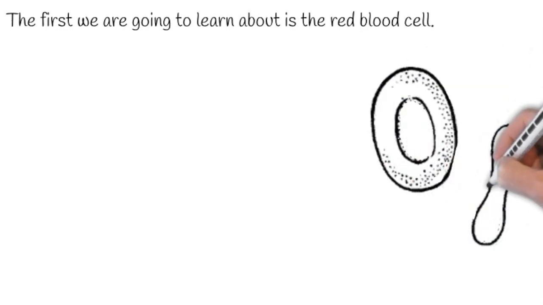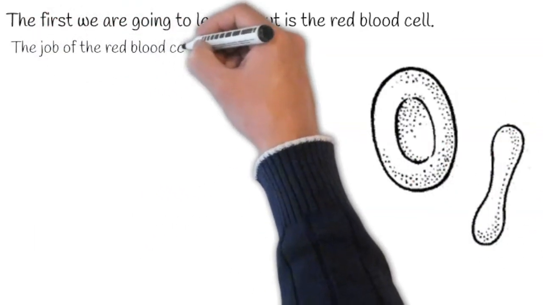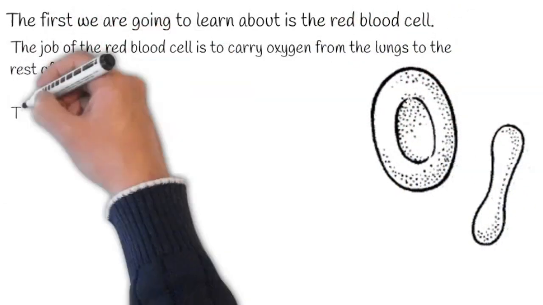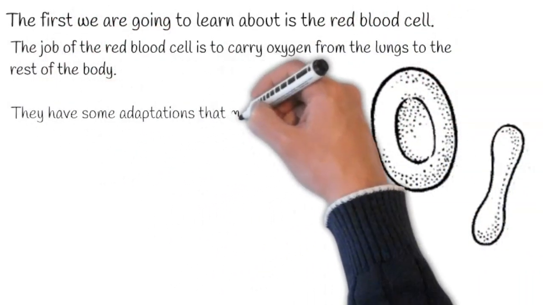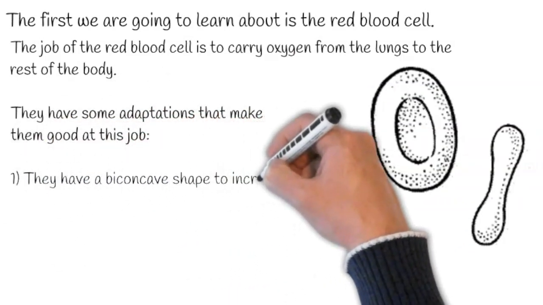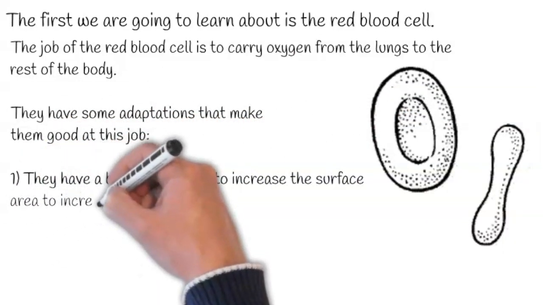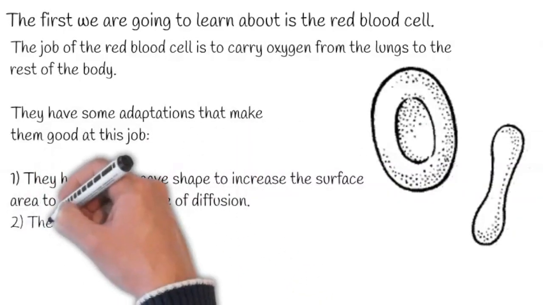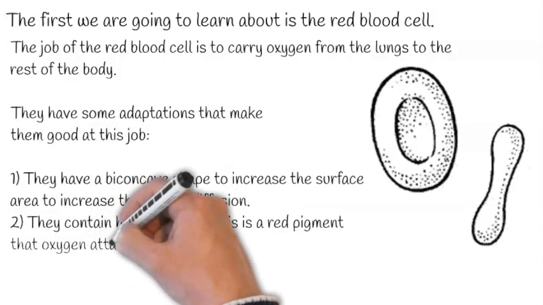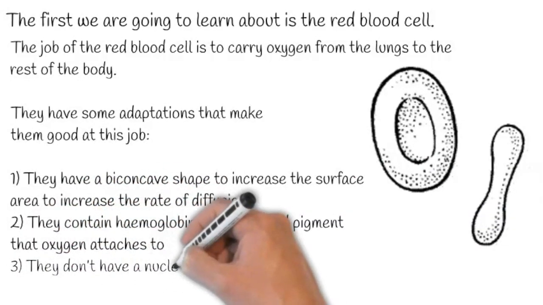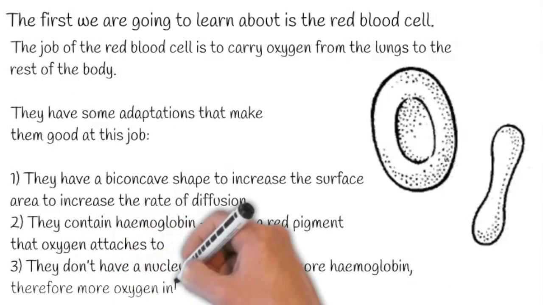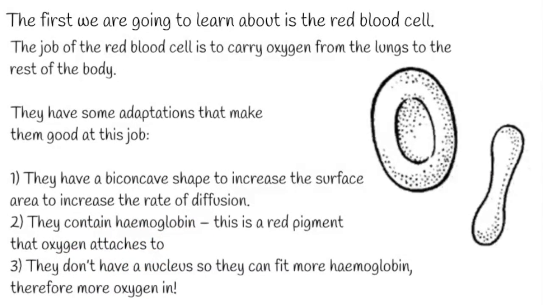I'm drawing that here. The job of the red blood cell is to carry oxygen from the lungs to the rest of the body. They have some adaptations that make them good at this job. Number one, they have a biconcave shape, which increases the surface area to increase the rate of diffusion of oxygen. Number two, they contain hemoglobin. This is a red pigment that the oxygen attaches to. And number three, they don't have a nucleus, so they can fit more hemoglobin, which means they fit more oxygen in.